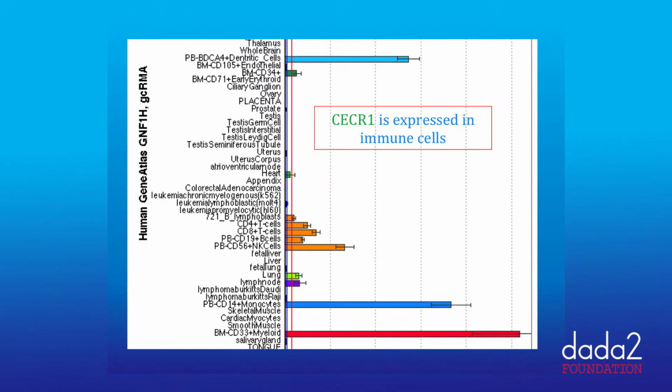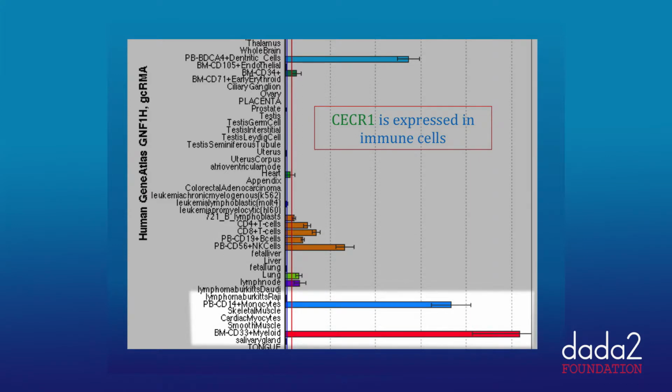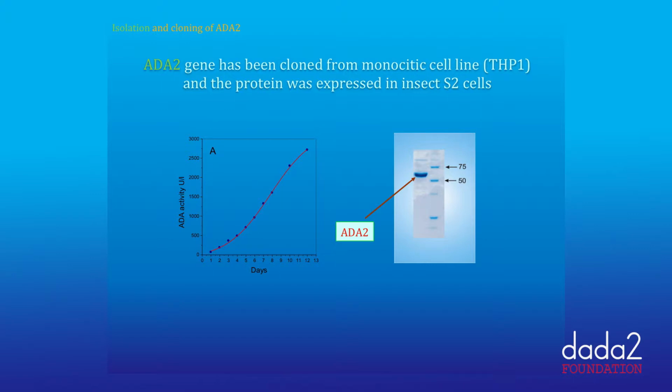Next, it was possible to see where this gene is expressed, and it was clear that the gene was expressed only in immune cells. It's present in T cells, CD8 cells, B cells, and NK cells, but the majority of this enzyme is present in monocytes and myeloid cells. So what I did was clone the gene from a monocytic cell line and overexpress it in insect cells, where it is nicely expressed. These cells also have a homolog of ADA2.